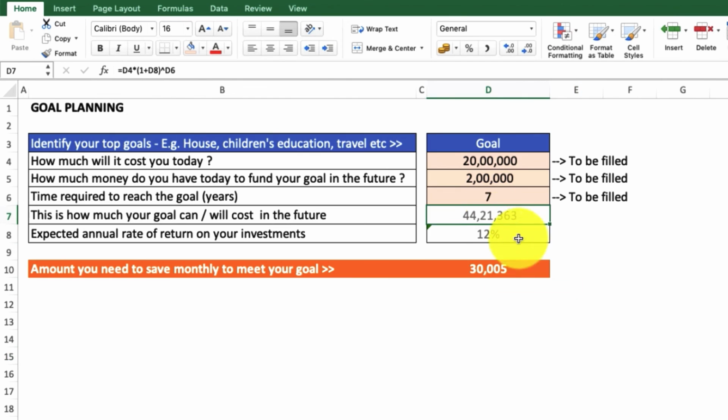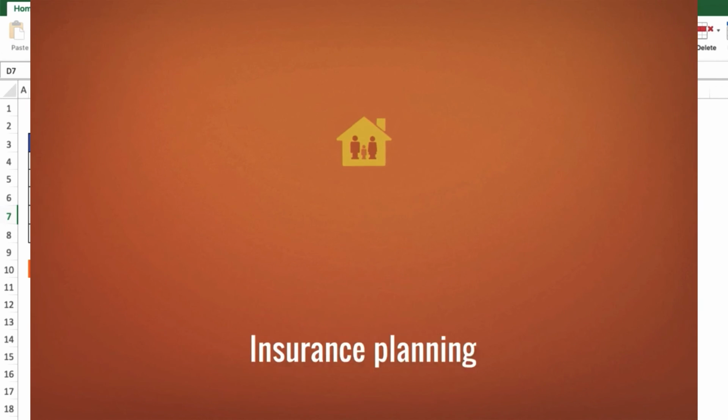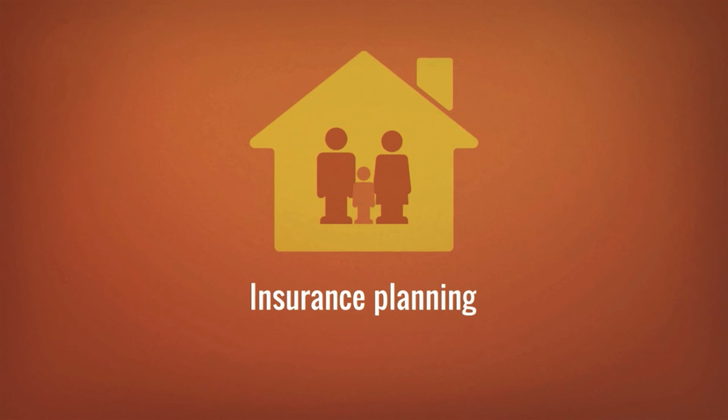Remember that this money, the 20 lakhs of today, will not be 20 lakhs in the future. So because of inflation, this money requirement is increasing to 44 lakhs. So if you save 30,000 rupees per month with 2 lakh rupees that you already have, you will be able to achieve 44.2 lakh rupees in the next 7 years. Now we have understood how to apply the concept of present value and future value.